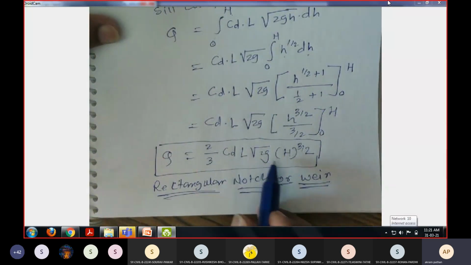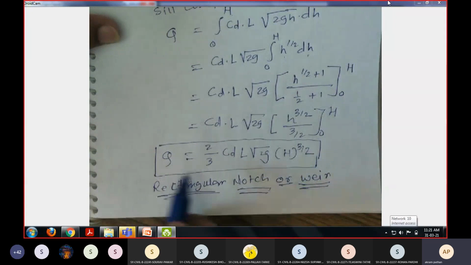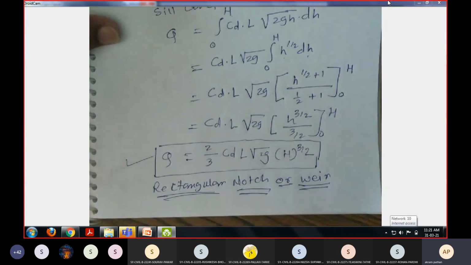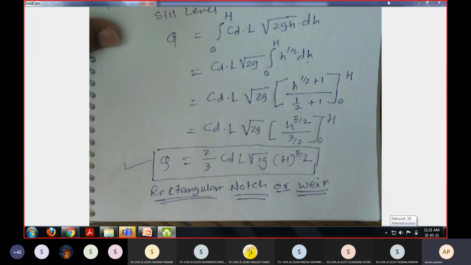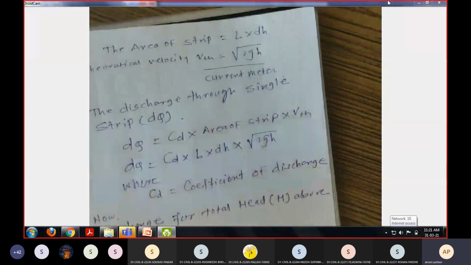2/3 CD L root 2G H raised to 3/2. So remember this formula for a rectangular notch or weir. Now we have to solve one problem on a rectangular notch or weir.